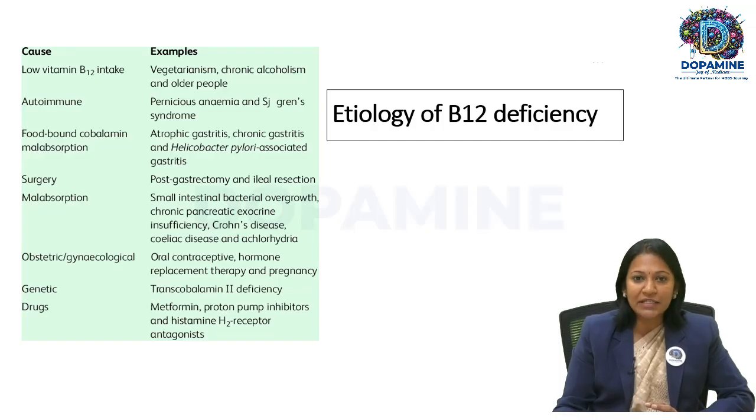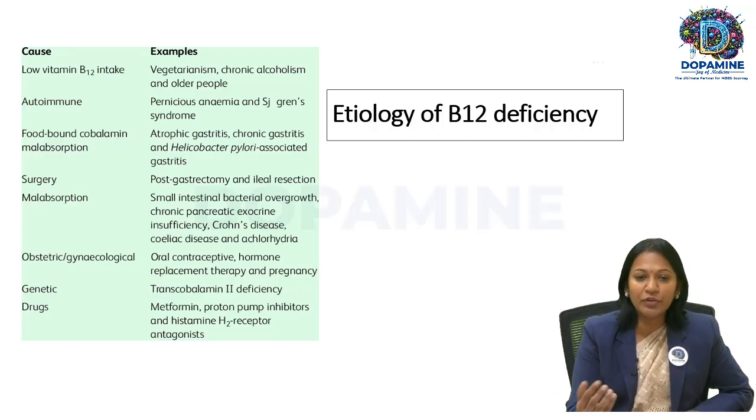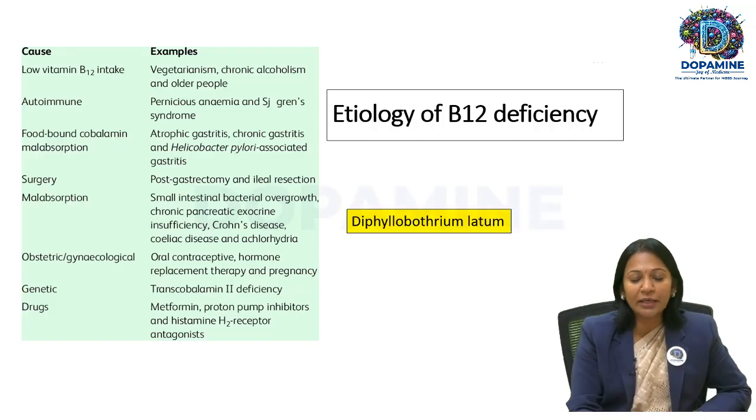So, atrophic gastritis, chronic gastritis, H. pylori gastritis. Surgery, if the stomach is not at all there, post-gastrectomy; problem in the ileum, and we do an ileal resection. And because absorption is happening in the small intestine, any problem in the small intestine will affect B12 absorption. Oral contraceptives, hormone replacement therapy and pregnancy. Transcobalamin 2 deficiency, so this is a genetic reason, and drugs which will utilize or inhibit B12 metabolism. Also remember Diphyllobothrium latum, which is fish tapeworm, which will cause B12 deficiency.